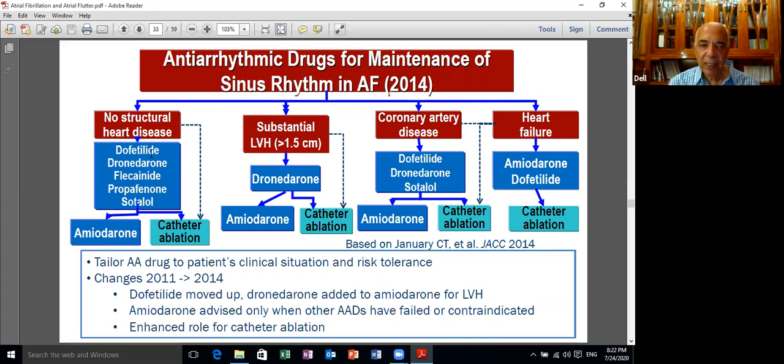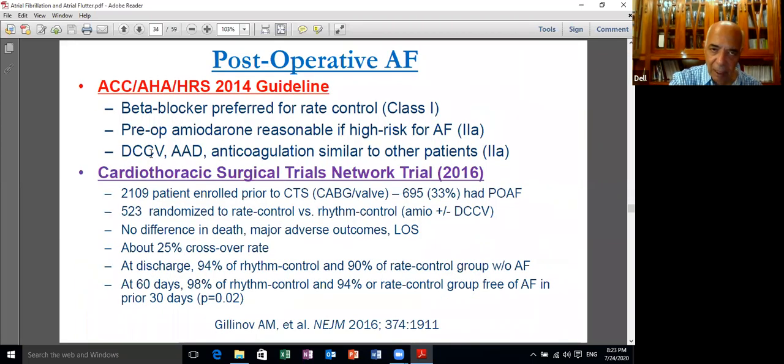If the patient has significant left ventricular hypertrophy, defined by the guidelines as more than 1.5 centimeters, use dronedarone, amiodarone, or catheter ablation. For patients with heart failure, only 2 drugs are approved for maintenance of sinus rhythm, amiodarone and dofetilide. If they fail, you go to catheter ablation. Patients with coronary artery disease, same drugs with added sotalol, amiodarone, and catheter ablation if they fail. So these are the approved guidelines.